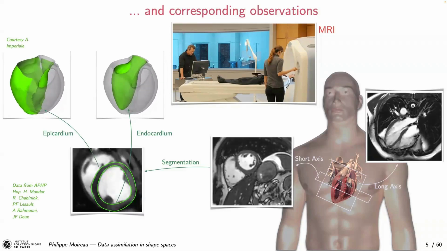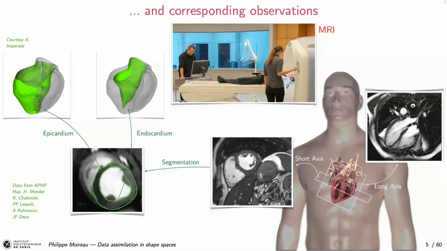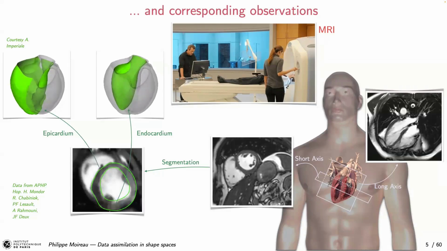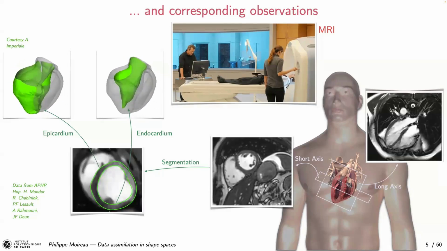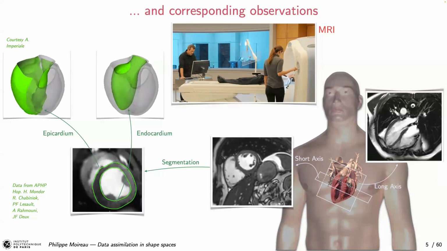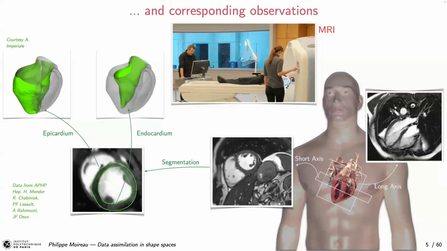So typically, an observation from this imagery system, one observation of the heartbeat, is these two surfaces that are moving. So that was the first example. And the question is, how can I assimilate such type of data in such a complex model?